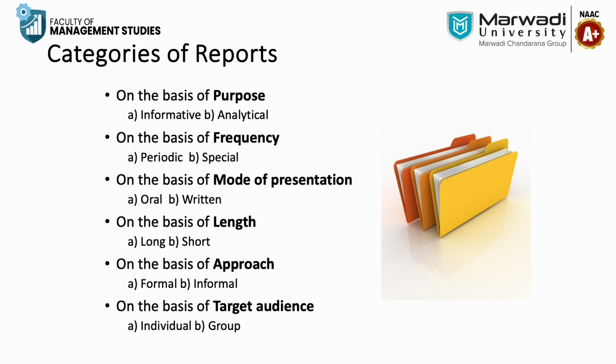Now these are the categories of the report. So the first one, on the basis of purpose. The categories of reports, and the way they are written, will change depending on the purpose of writing. For example, whether the purpose is only to share information or it is analytical in nature. Suppose it is only for the purpose of information, then you can just write a memo also, and you can share that report.